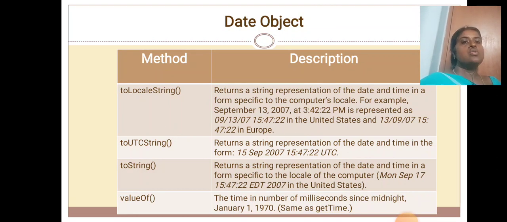valueOf is the method that gives the time in number of milliseconds since midnight January 1, 1970. This is equivalent to your getTime method, which returns the time from the beginning date till date. The complete day will be converted into milliseconds and it will return you this value.